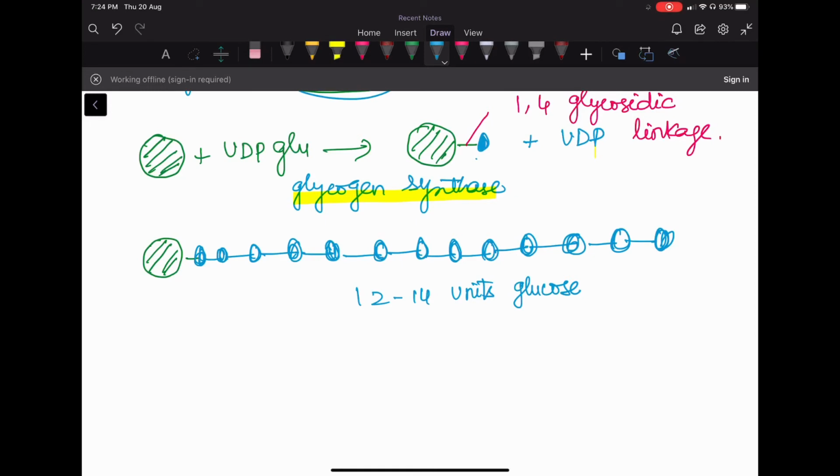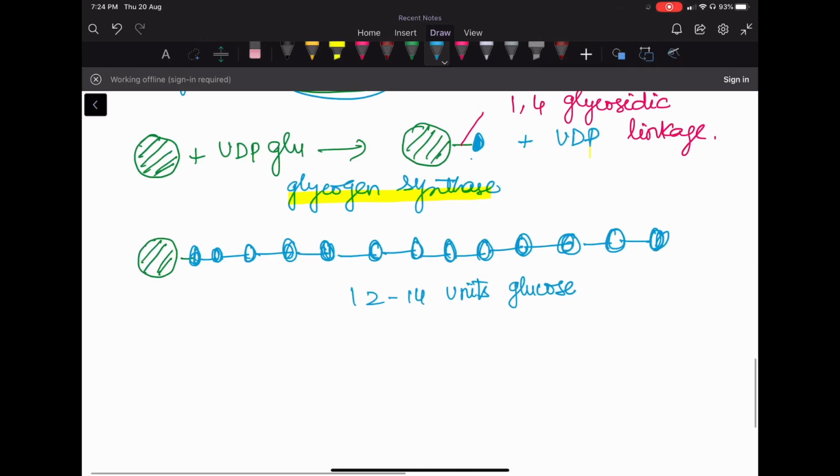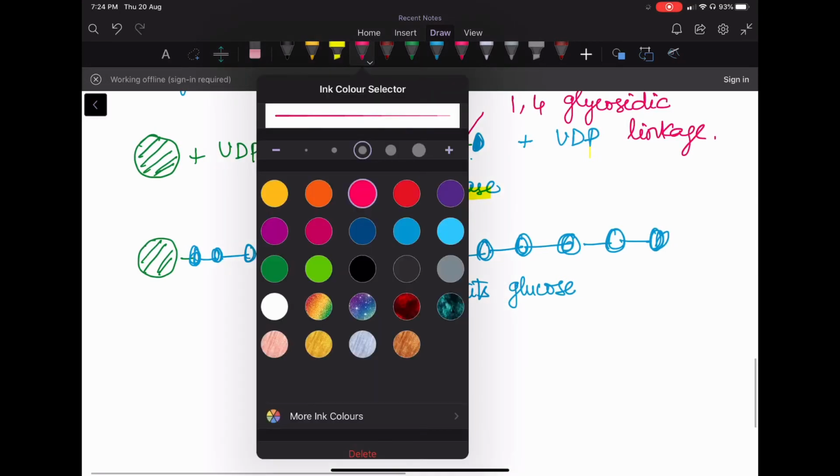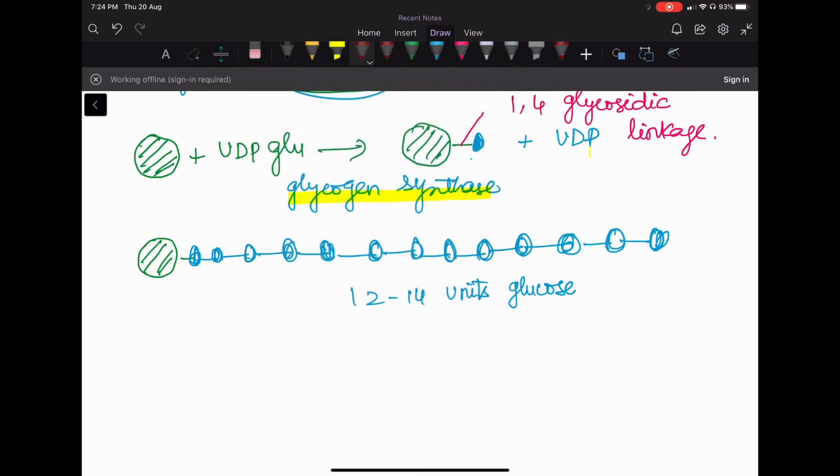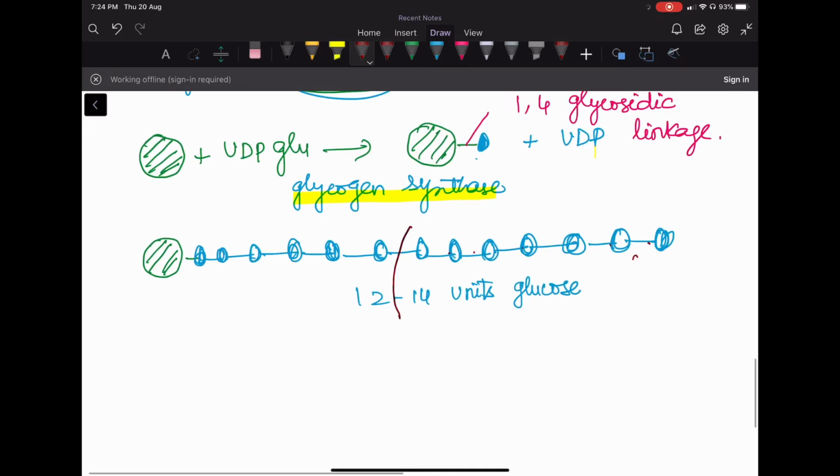Now there is the action of another enzyme, which is called transferase. From this, 6 to 8 glucose units, 1, 2, 3, 4, 5, 6, are transferred to one of these portions with the help of the enzyme transferase.